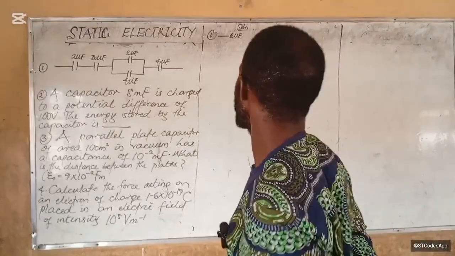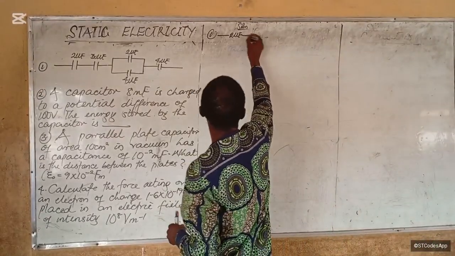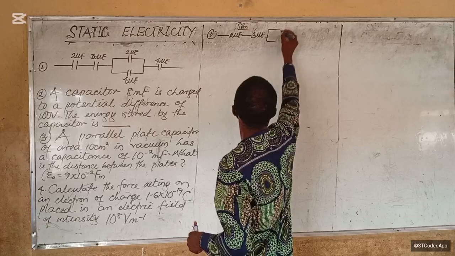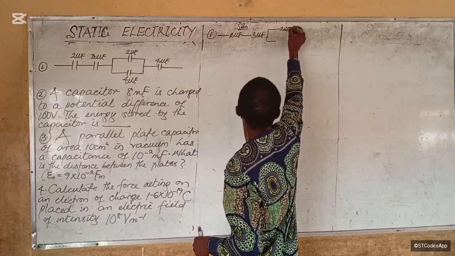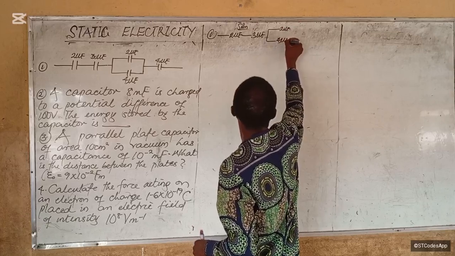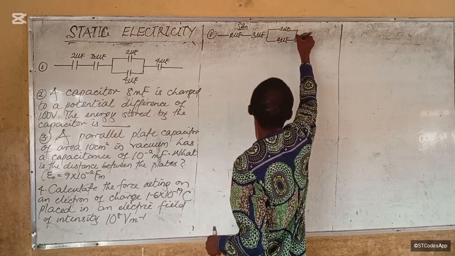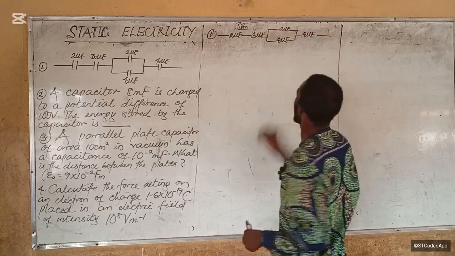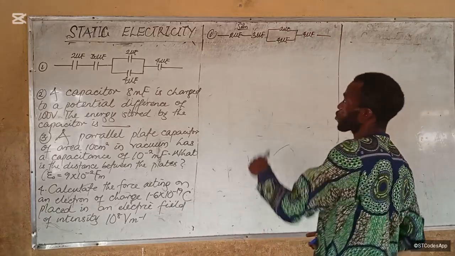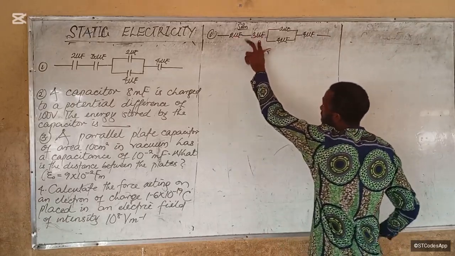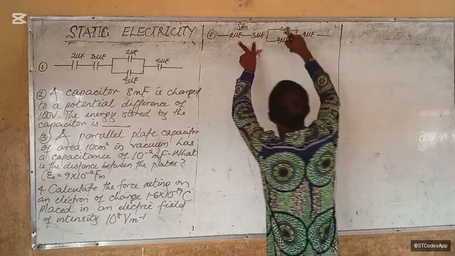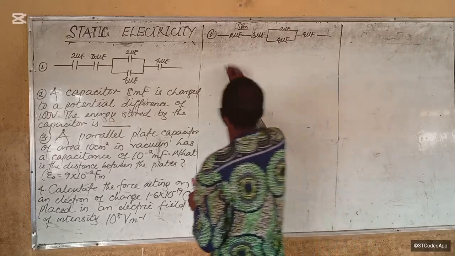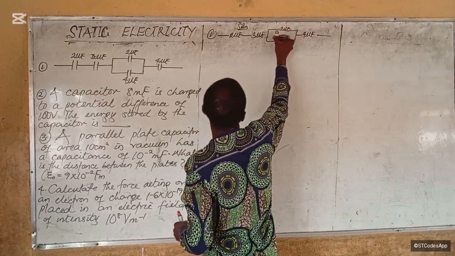In this case, we have microfarads. So you have this connected to 3 microfarads. Then you now have 2 microfarad here, 4 microfarad here, and then we have 4 microfarads at the end. So what you see is that this and this are in series, but this and this are in parallel. So what do we do? We resolve the parallels first. So let's resolve the parallels first. Let's call this one C1, C2.